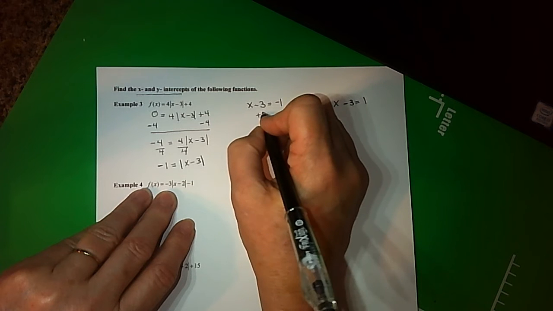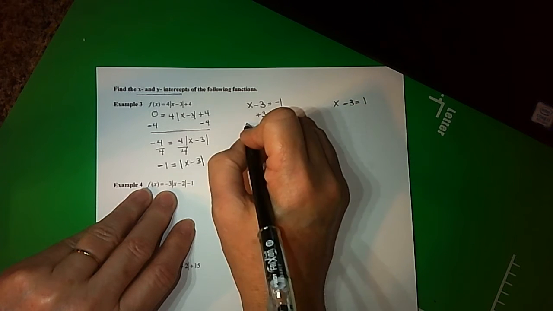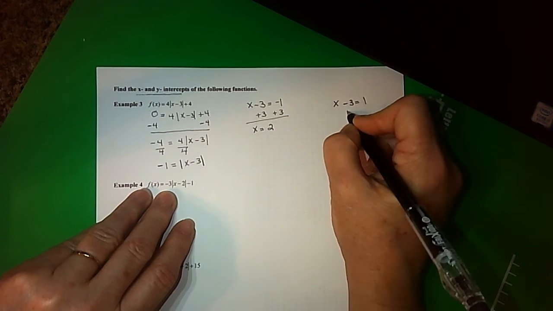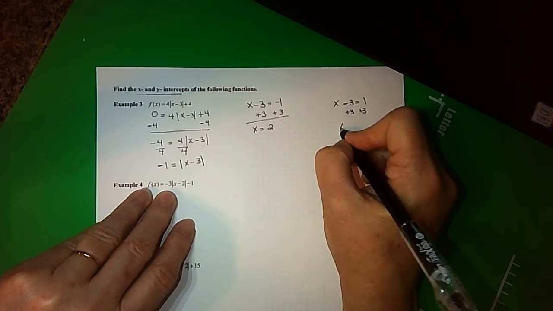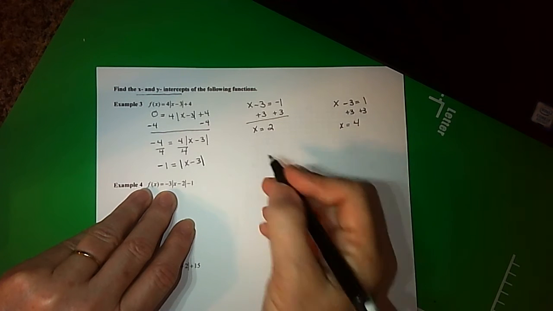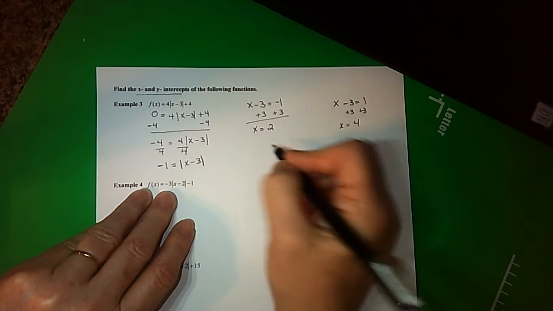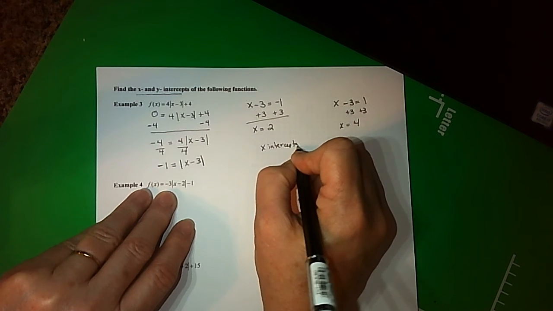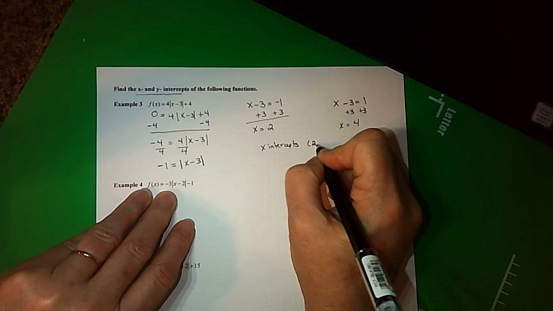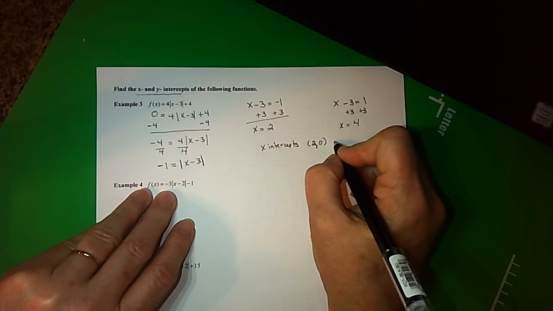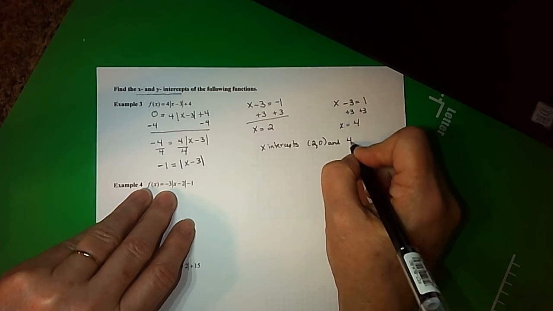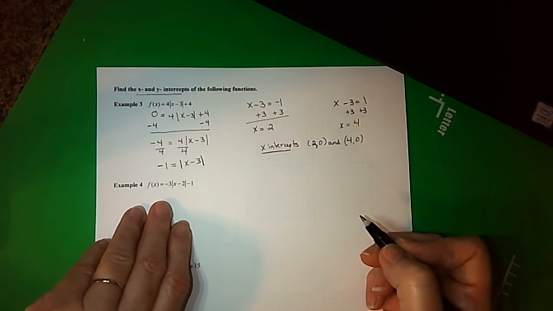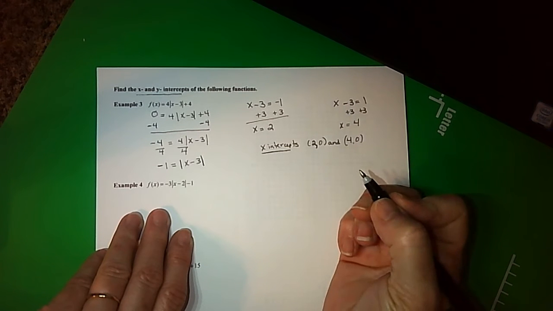And then just like I did in the first video, I'm going to add 3 to both sides, and x equals 2. I'm going to add 3 to both sides, and x equals 4. So my x-intercepts are 2 and 0 and 4 and 0. And since they're intercepts, we have to write them as an ordered pair. I didn't leave myself enough room.